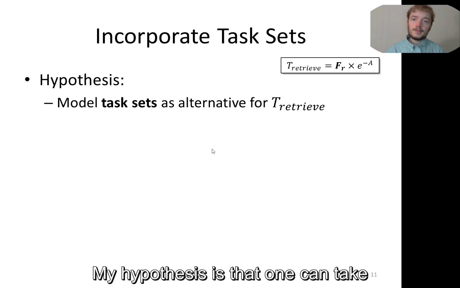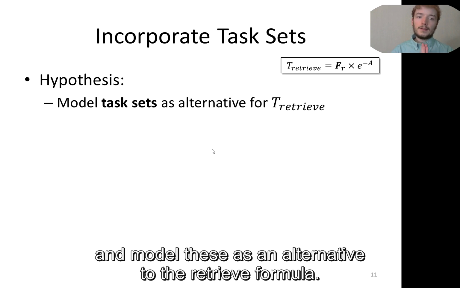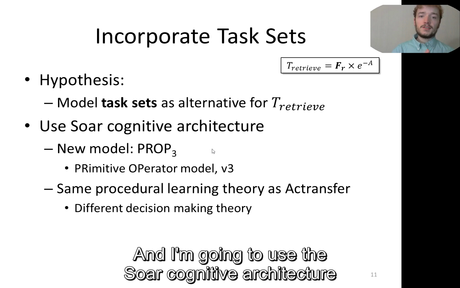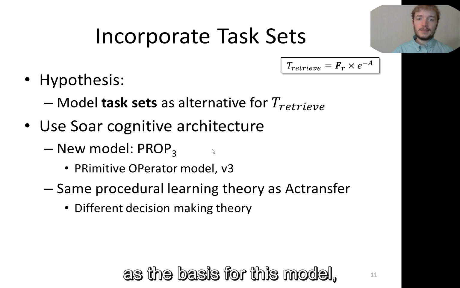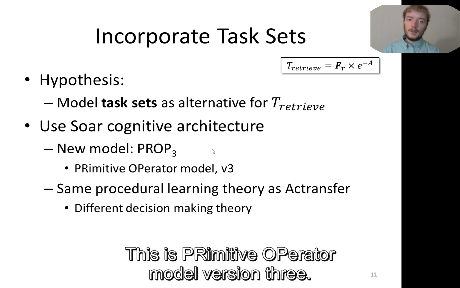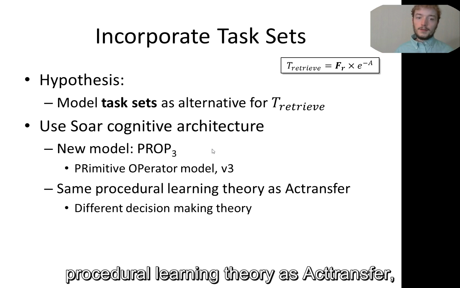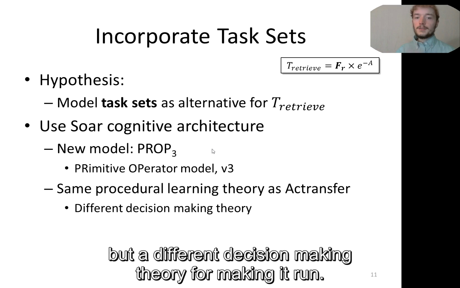My hypothesis is that one can take task sets from neuroscience and model these as an alternative to the T-retrieve formula. And I'm going to use the Soar cognitive architecture as the basis for this model, and I'm making a new model that is called PROP3. This is Parameter Operators Model, version 3. It uses the same general procedural learning theory as ACT-Transfer, but a different decision-making theory for making it run.